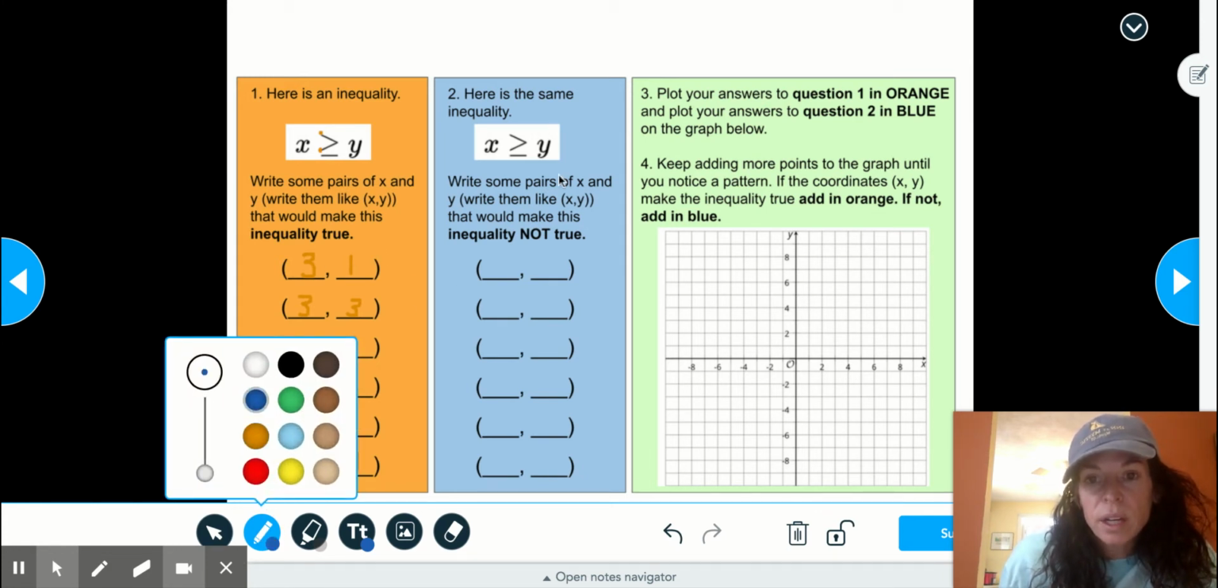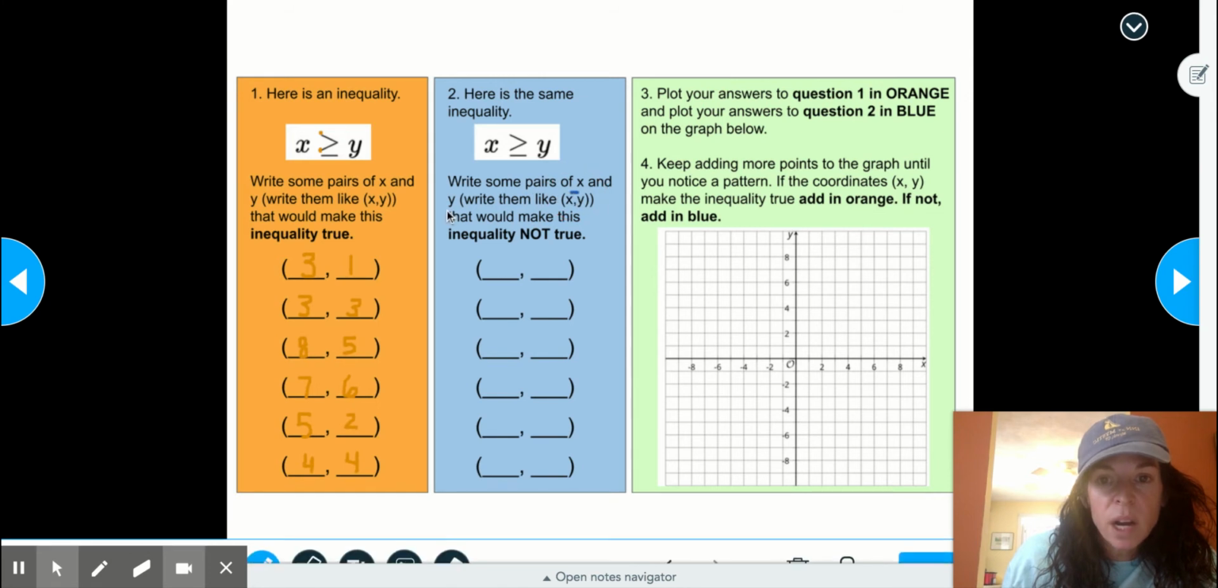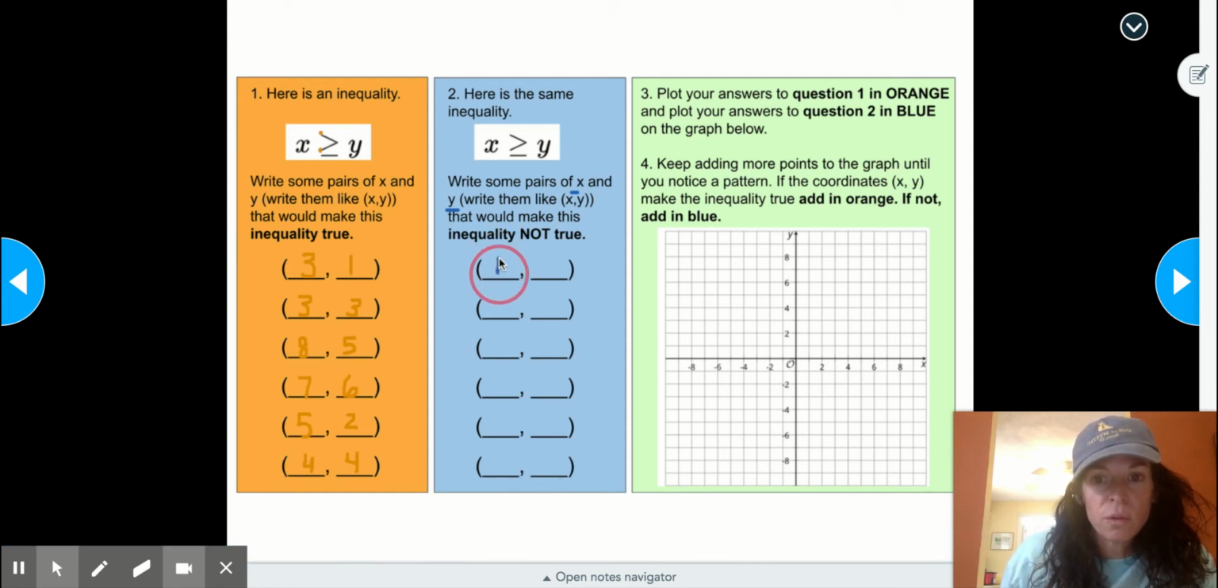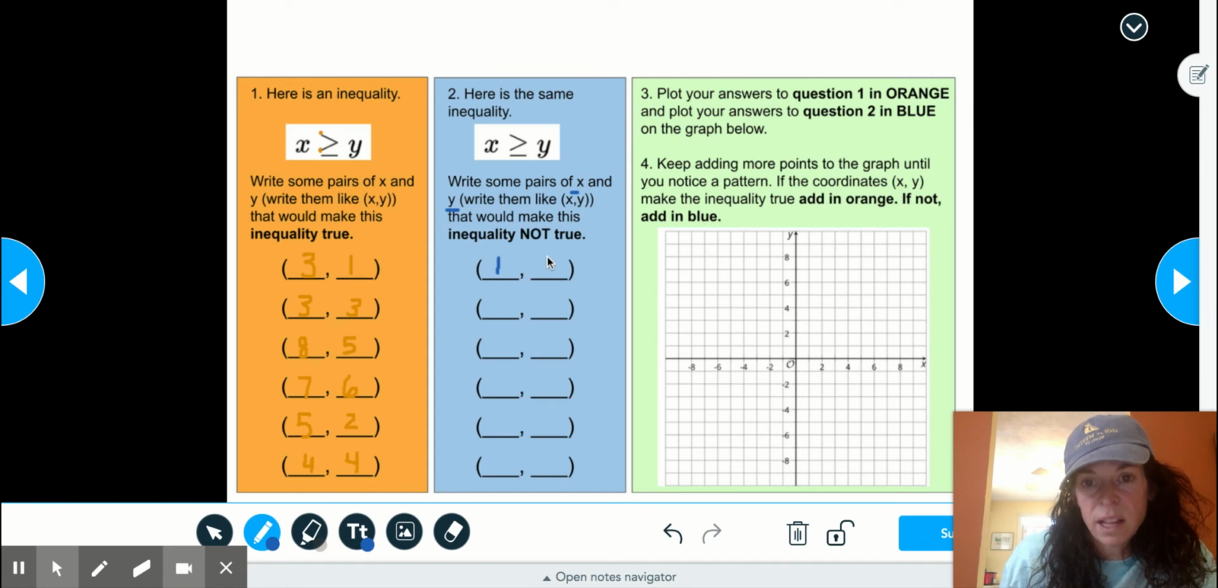Number 2, here's the same inequality. X is greater than or equal to y. Write some pairs of x and y. Again, we're writing them as x comma y, that would make this inequality not true. Okay, so if I don't want the x to be greater than the y, that means that the x has to be less than the y.